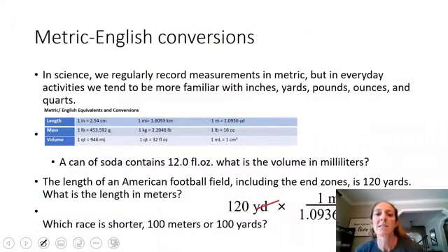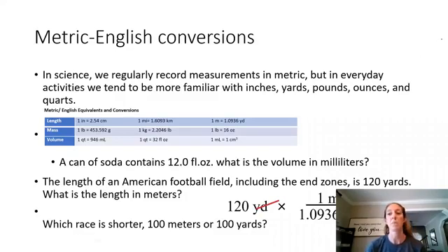Now, in science, we regularly are looking at the metric system, but in everyday usage, we're definitely more familiar with inches, yards, pounds, ounces, quarts, if you're a canner. And so here are some metric and English conversion factors. So what's equivalent to each other by means of length, mass, and volume. You would be given this on any kind of, again, just like the metric, you'd be given this. You just need to know how to use it.